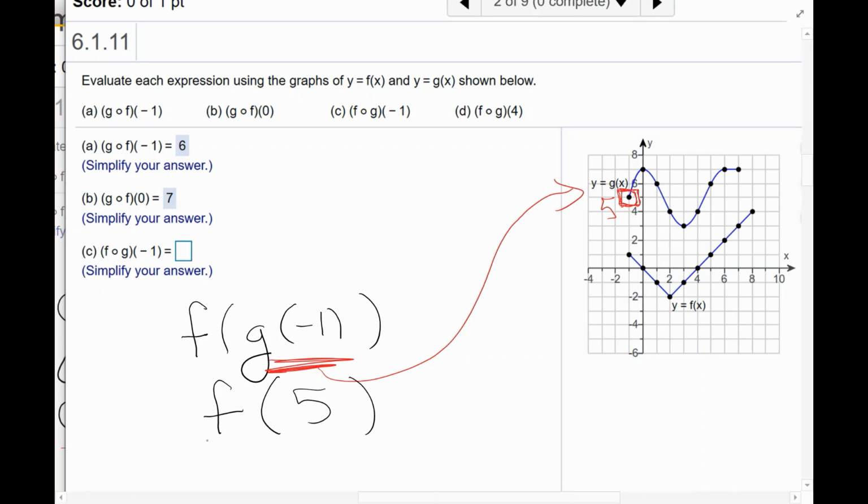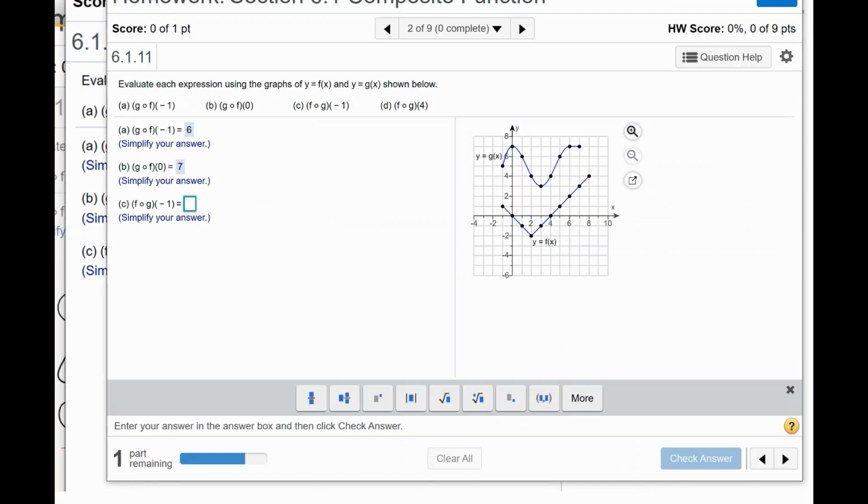Now it's asking me to do f of 5. So f of 5 means I go down to the f function and find where x is equal to 5. That will be right here where I put this red box. And the y value there is equal to 1. So the answer to this problem is 1. So I go back and I put 1.